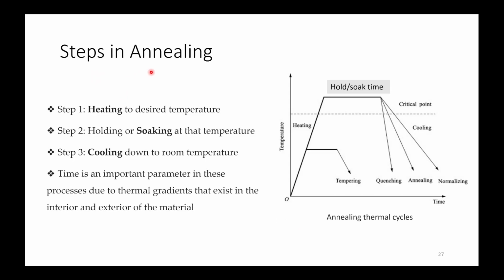These are the steps that are used in annealing. In step 1, first heat your steel at a particular heating rate to a desired temperature. This temperature can be below the lower critical temperature as well. In some annealings it can be above the lower critical temperature, or it can also be above the upper critical temperature.